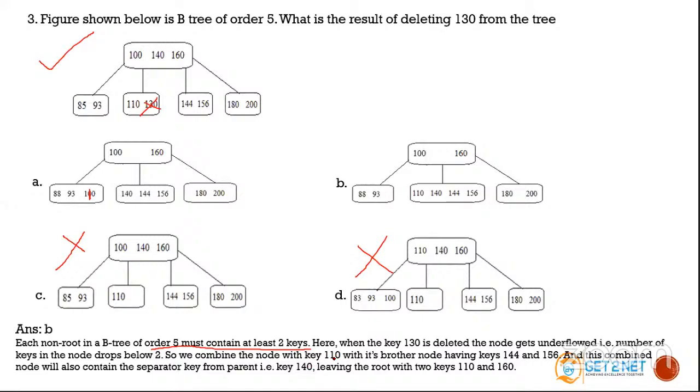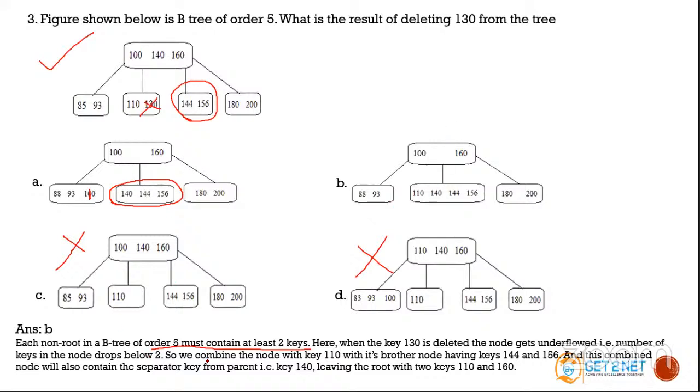We will combine the key with this part, 140, 144, 156. We will combine with this part. When we combine it, 110 will go to 144 and 156. It will combine with 144, and 140 came down here.